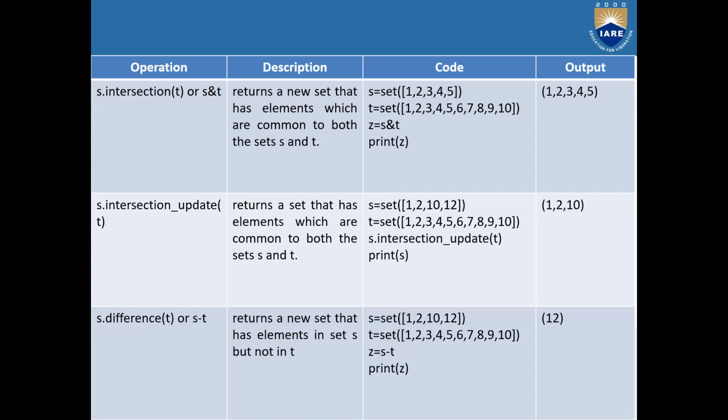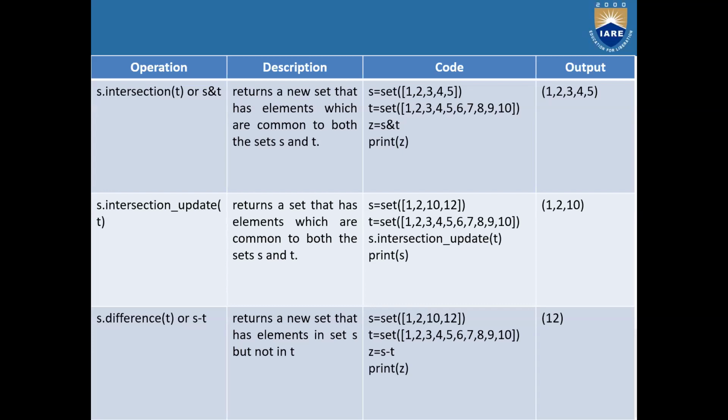See this example. Here, set S is consisting of 1, 2, 3, 4, and 5. And set T consists of 1 to 10 elements. Now if we are performing intersection operation on these two, we'll be getting a resultant set, new set, which consists of the intersection elements, that is common elements. What are the common elements between these two sets? 1, 2, 3, 4, 5. Yes, that is the output which we have got.